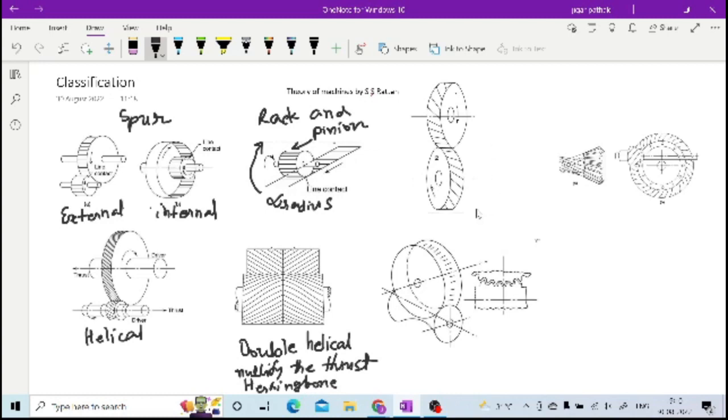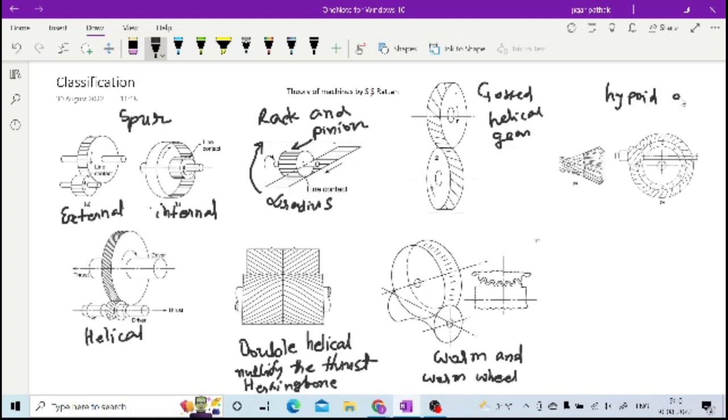While you are having non-parallel, non-intersecting shafts, then you can have this worm and worm wheel. These are having a very high gear ratio. While this is crossed helical gears, and these are hyperboloid, meaning hypoid gears. So these are various types of gears.